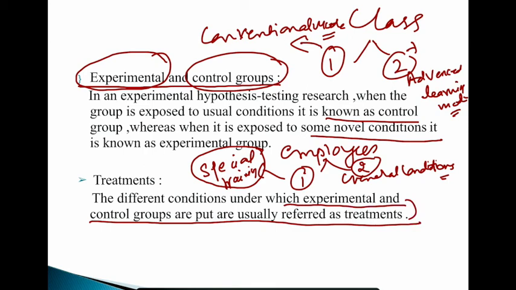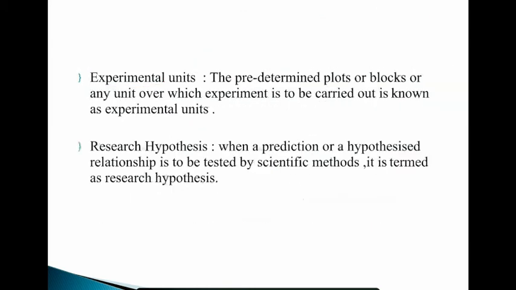Now, a researcher has to understand the meaning of all these terms before getting into the experimental research design, because it plays a very important role in understanding the terms and then explaining the same. Further, we have the units known as experimental units, the predetermined plots or blocks or any unit over which the experiment is to be carried out. In the previous example, the experimental unit was the student or the employees, so one has to decide which experimental units to take into the research study.